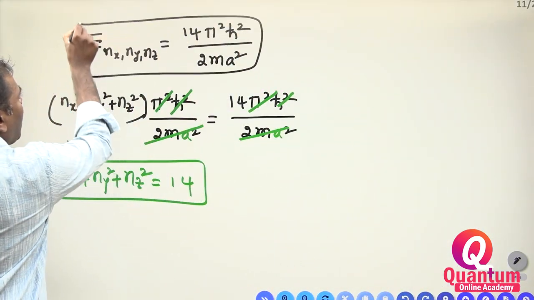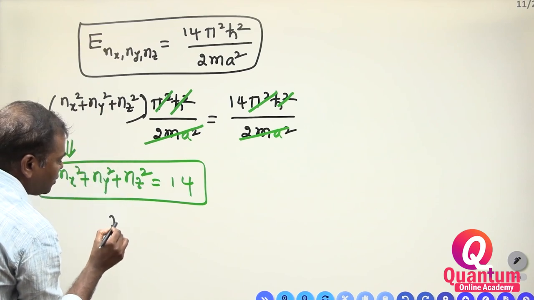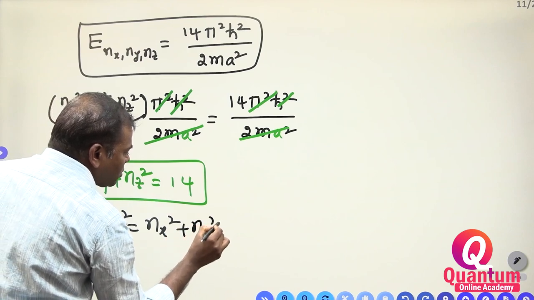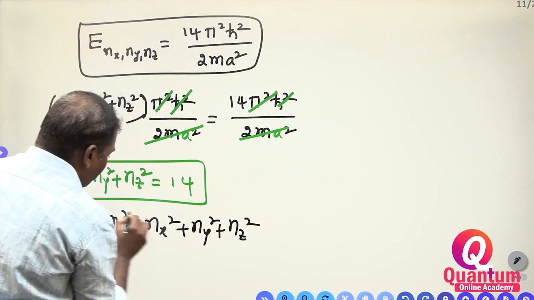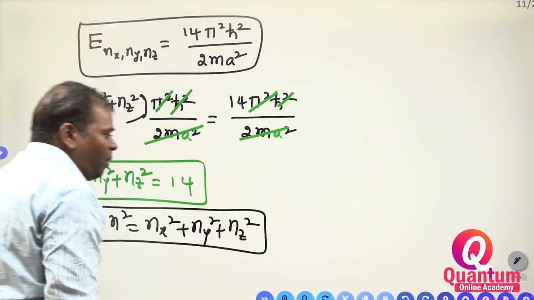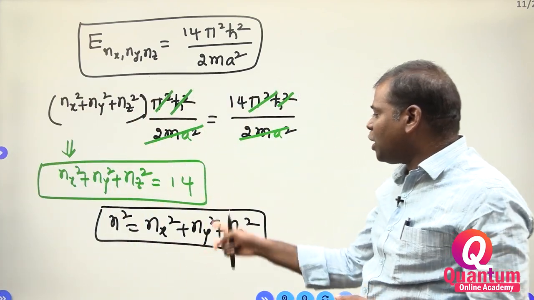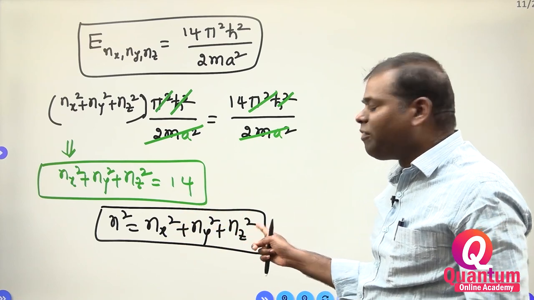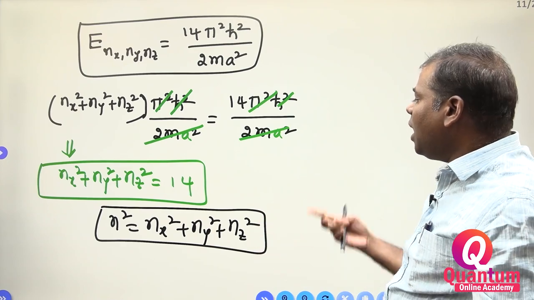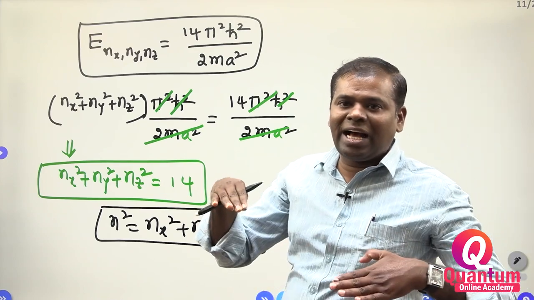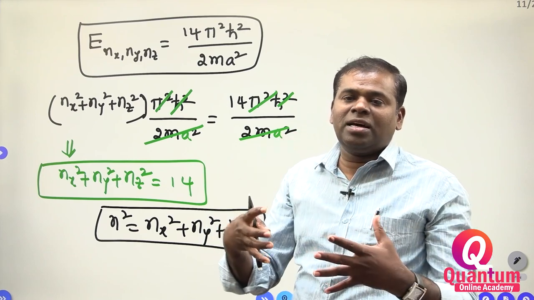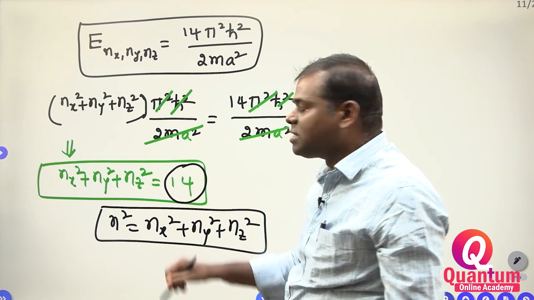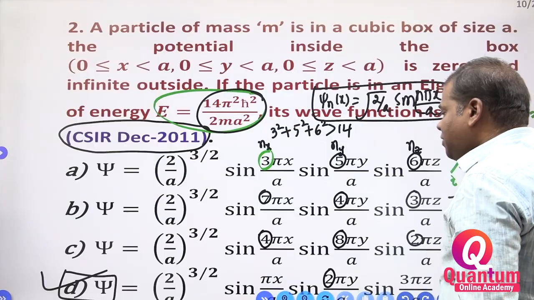based on this formula, we have to write, because here n square is equal to nx square plus ny square plus nz square for a three-dimensional cubical box. Clear? Like that, you have to see the answers. From that, you have to pick up the correct answer corresponding to the value 14. Clear? Like that we have to do.